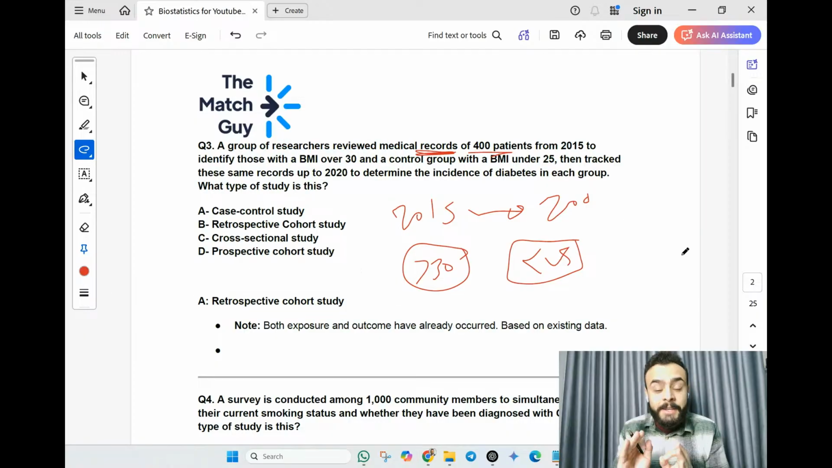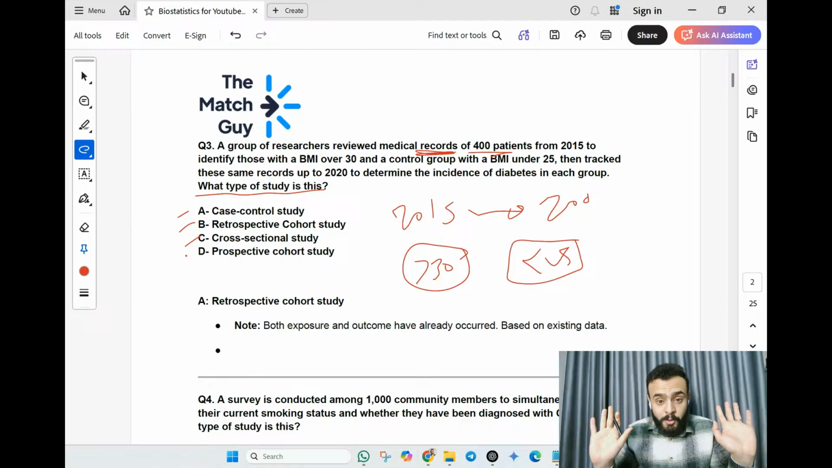Retrospective cohort. In USMLE, whenever you read a question about study design like this, I imagine myself in the exam now. I start by reading the last line: what type of study is this? Case control, retrospective, cross-sectional? Oh, a study design question. Then I will read the question. Once you see the words medical record or medical files, close your eyes and pick retrospective cohort.